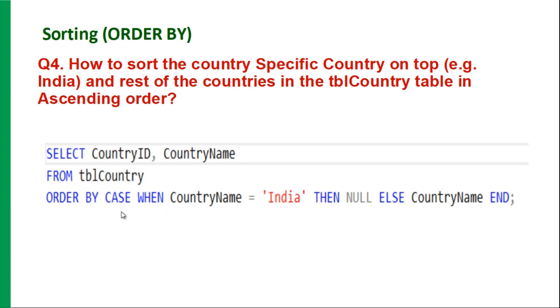So this will by default sort in ascending order. However, when it comes to India, it will mark it as null and then it will sort on the top. Basically, we are specifying ascending order. So that's how we achieve the country on the top and the rest of the countries in ascending order.